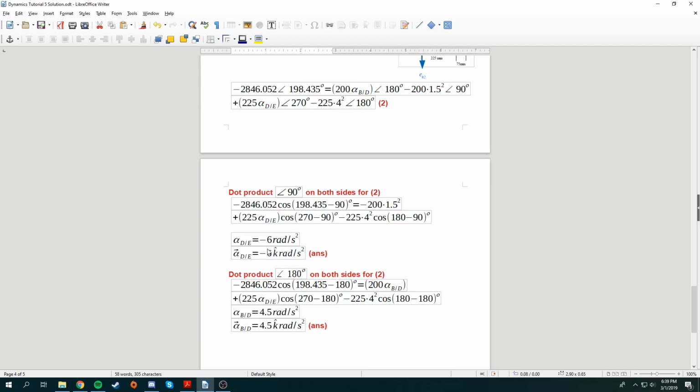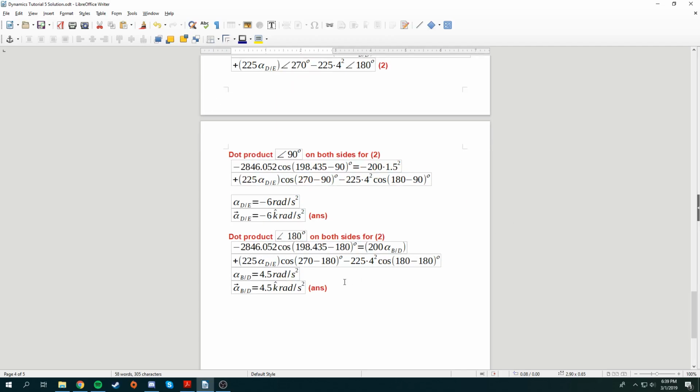Now, to find alpha b from d, I do the dot product method again, but in this case, I'm trying to get rid of alpha d from e. Because when you dot 180 degrees with a vector that is at 270 degrees, the angle formed in between is 90 degrees. Hence, you can get rid of this. So very simply, just do the math, and you find alpha b from d is 4.5 radian per second squared. That means my initial assumption is correct. In vector form, it is 4.5 radian per second squared in the k direction. So that's all for question 1 and question 2.